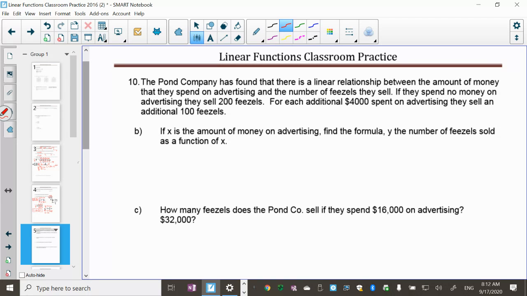All right, perfect. All right, so I have the Pond company, that's me, has found that, oh, you know, by the way, I love the name for a girl. I always love the name Autumn. I didn't use Autumn for one of my daughter's names.